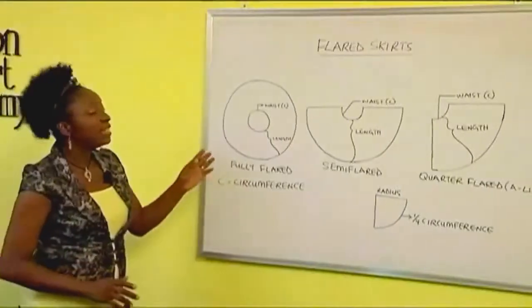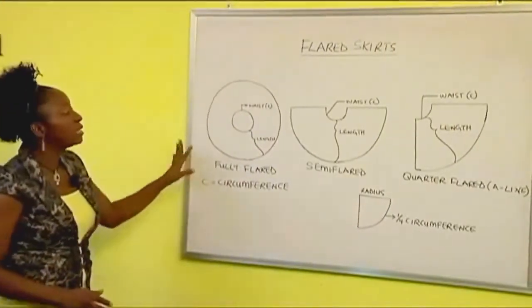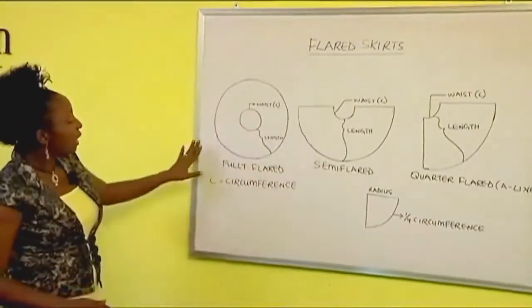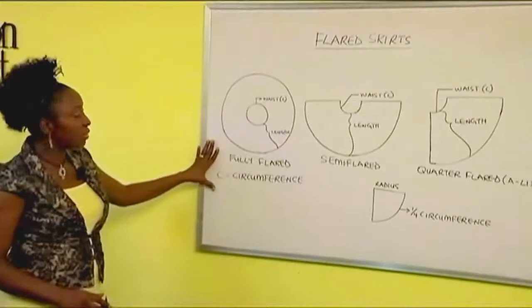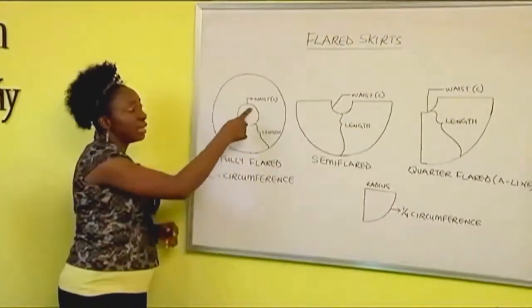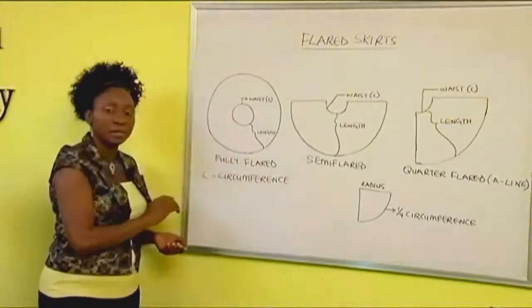are cut in circles, semicircles, or quarter circles. Let's go to the board and see how it looks like. Let's take a look at the board. We can see that we have 3 different kinds of flared skirts. Now take a look at the fully flared skirt. As you can see, it's made up of 2 circles. That means you can see an inner circle and an outer circle.